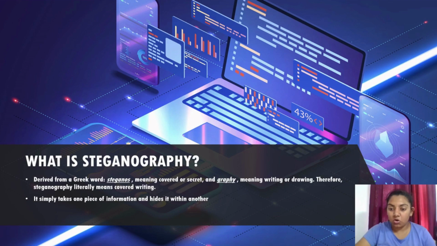To understand steganography, we will have to understand its origin. The word steganography is derived from the Greek words stegos, meaning covered or secret, and graphy, meaning writing or drawing. So the literal meaning of steganography is covered writing. It simply takes one piece of information and hides it within another.